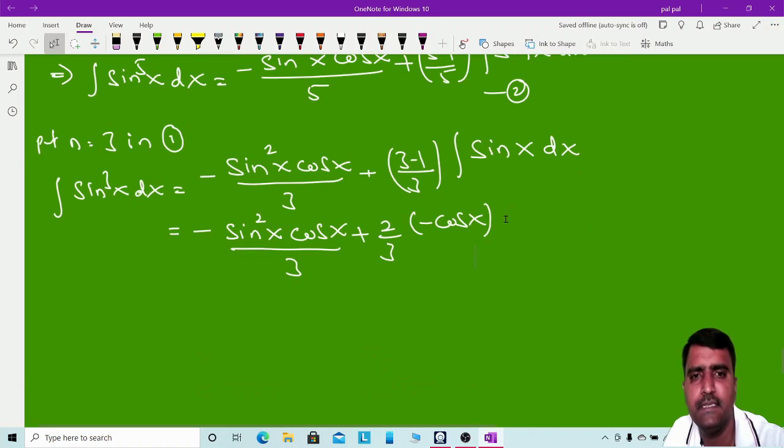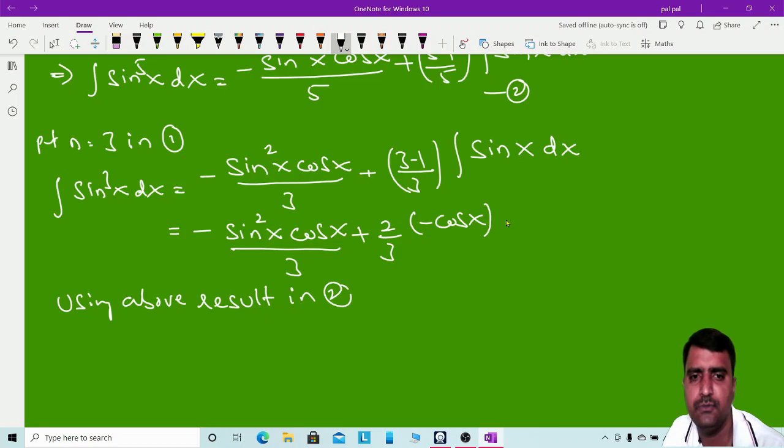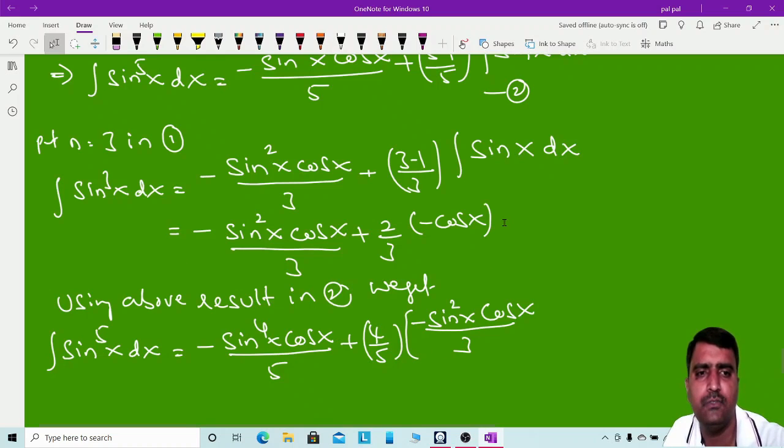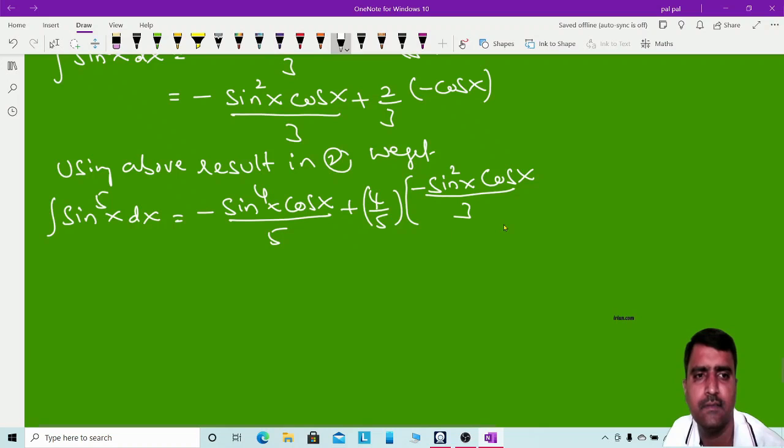Substituting in equation 2, using the above result, we get that integration of sine to the power 5x dx is equal to minus sine to the power 4x cos x divided by 5 plus, this is 5 minus 1 by 5, 5 minus 1 means 4 by 5, into this value, that is minus sine square x into cos x divided by 3 minus 2 cos x divided by 3.